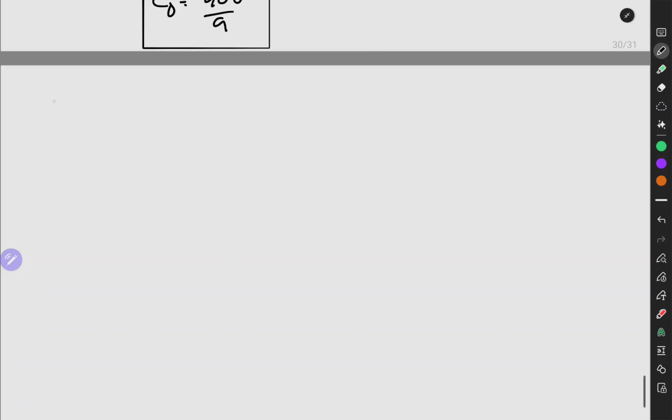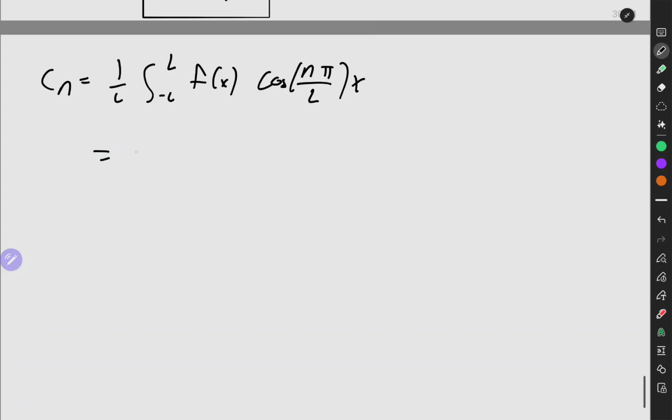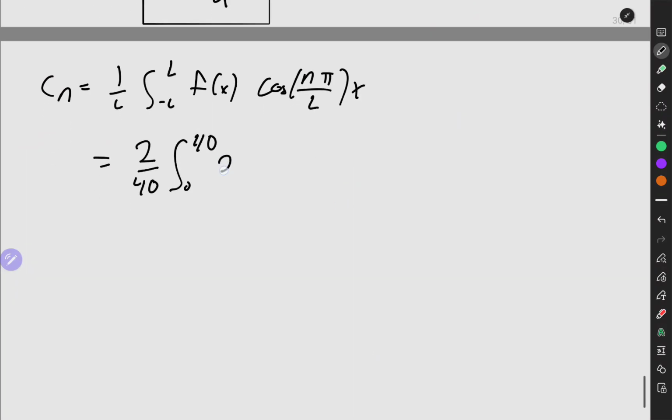Let's look at C sub n now. I almost said A sub n. Remember the formula is 1 over L, negative L to L, f of x. This is the cosine term. So this one, we can multiply by 2 again, go from 0 to 40, f of x, 2x minus x squared, times, as a cosine, n pi over 40 times x.